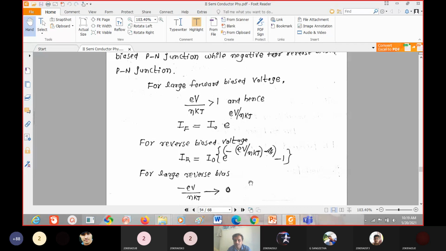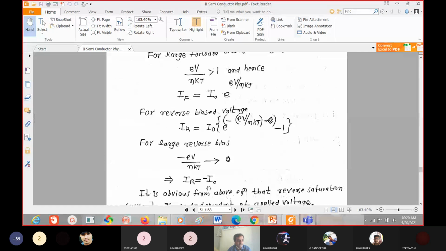This exponential value we can neglect. So that's why we are neglecting this total value, and the final equation will become IR is equal to minus I naught. So what is the current passing through the reverse bias? That is I naught.